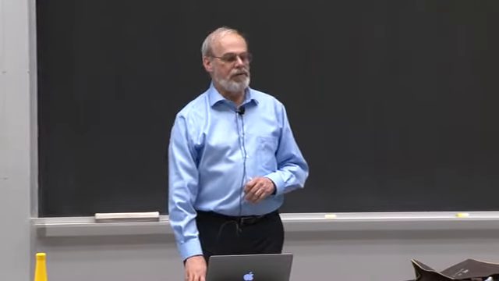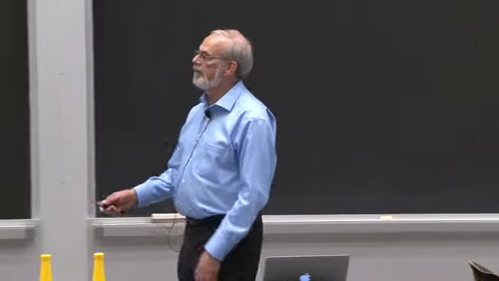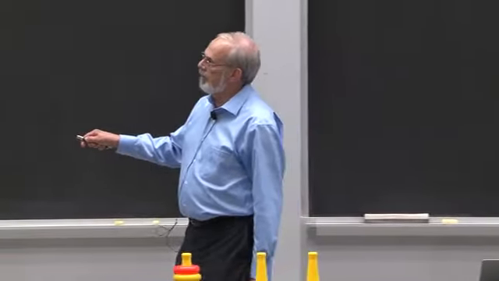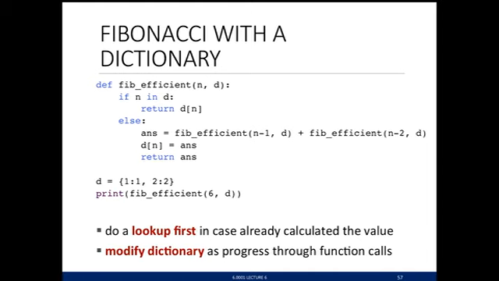I can improve it by using a dictionary, a very handy tool. I'm going to call fib not only with a value of n, but a dictionary, which initially I'm going to initialize to the base cases. And notice what I do. I'm going to say, if I've already computed this, just return the value in the dictionary. If I haven't, go ahead and do the computation, store it in the dictionary at that point, and return the answer.